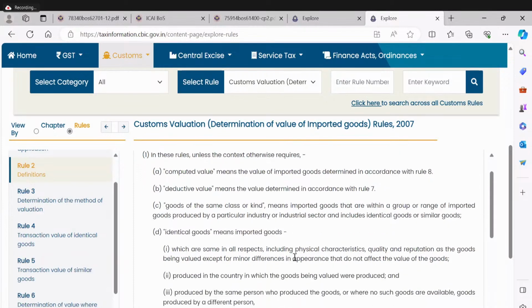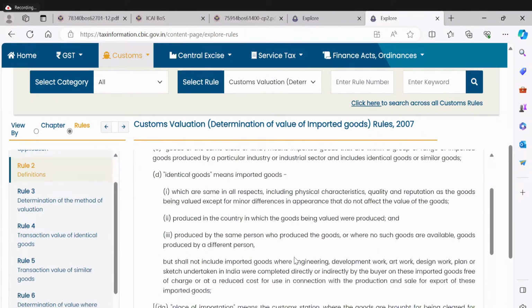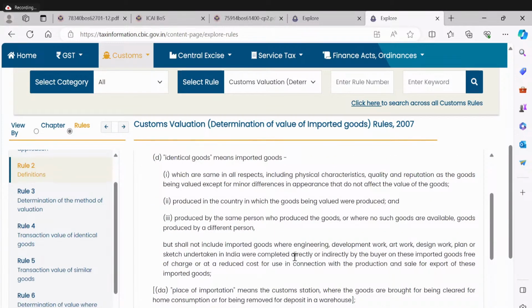I'm taking you to Rule 2, which contains the definition of identical goods. Identical goods means imported goods which are same in all respects, because as the word suggests, they are identical in nature. So they should be same in all respects, like physical characteristics, quality and reputation as the goods being valued, except for minor differences in appearance that do not affect the value of the goods.